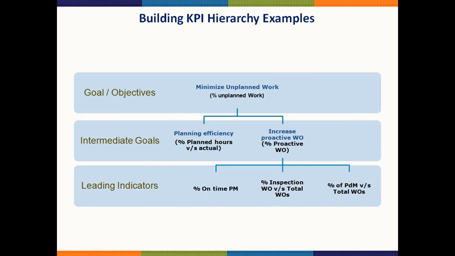Similarly, as another example, if you want to reduce unplanned work, how does it impact? What are the intermediate goals? What are the leading indicators? In these examples, we are talking about only 3 hierarchies, but in reality, in some cases, it could be multiple. So there is a balance between how complex you want to get and how detailed you want to get. Depending on the maturity of the organization, these levels may change.